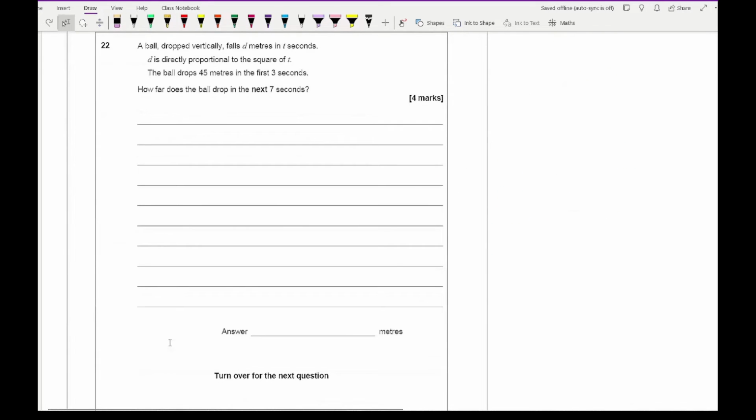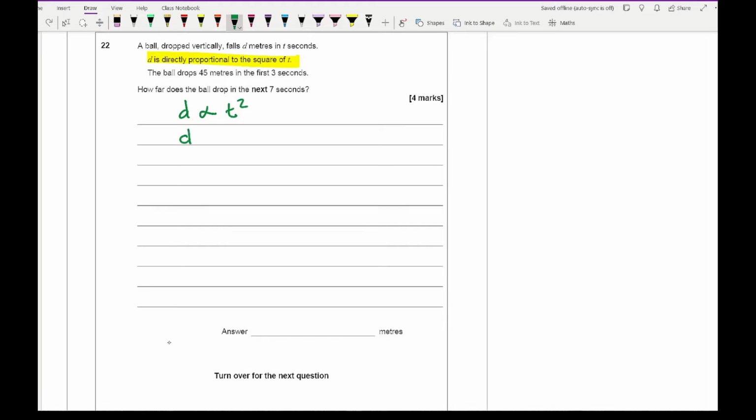Moving on to question 22, it says a ball is dropped vertically and falls d meters in t seconds. The d is directly proportional to the square of t. The ball drops 45 meters in the first 3 seconds. How far does the ball drop in the next 7 seconds? So let's have a look at this. So first of all, let's set up our parameters. So we know that d is directly proportional to the square of t.